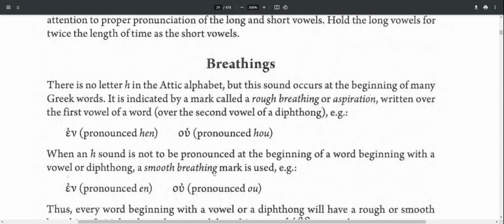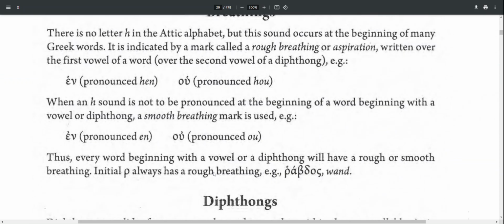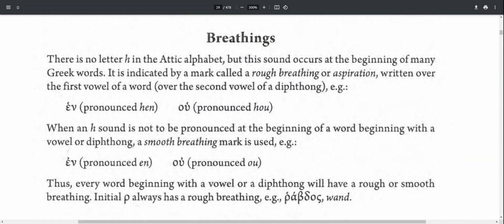So I'm going to talk now about breathing marks, aspiration, more symbols, which you sometimes use over some vowels at the beginning of words, to show that you have an aspiration. Like this one, you have hen. In this one, you have who. When you have two vowels, like a diphthong, you put the breathing mark over the second vowel.